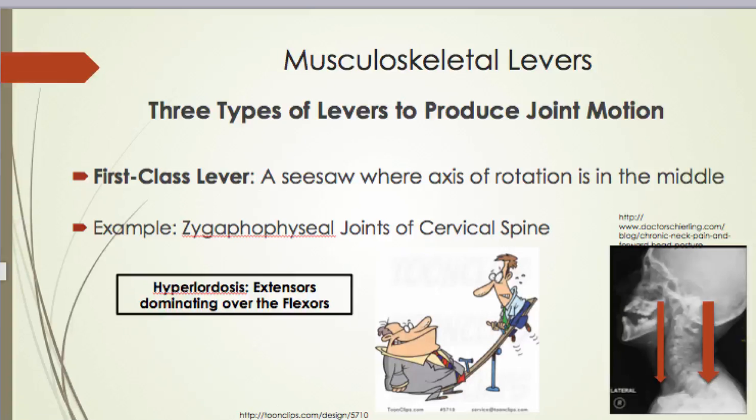All right, last thing we're going to talk about in this first chapter is musculoskeletal levers. And there are three types of levers to produce joint motion, okay? So our first class lever is analogous to a teeter-totter, where the axis of rotation is between the load, internal and external. So the example they give in the book is the zygapophyseal joints of the cervical spine.